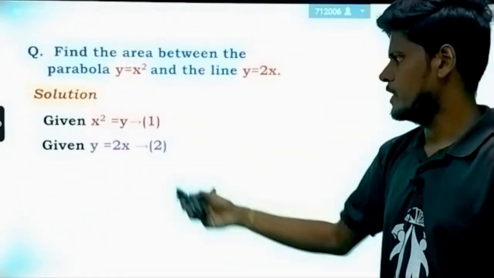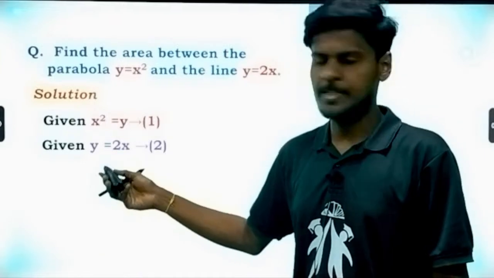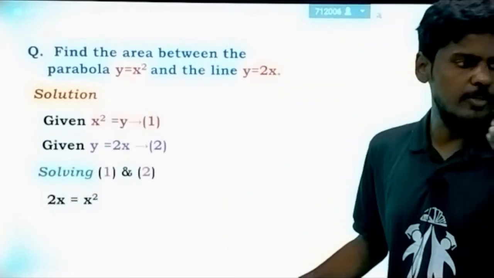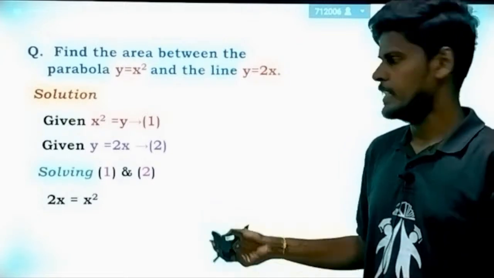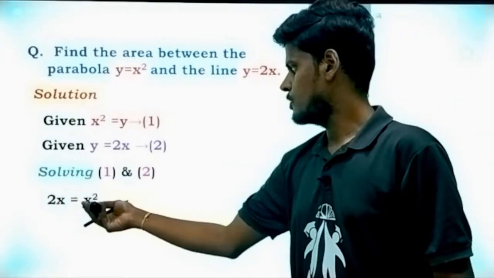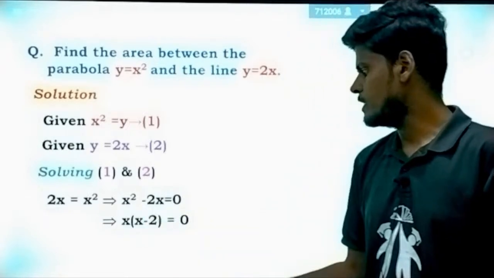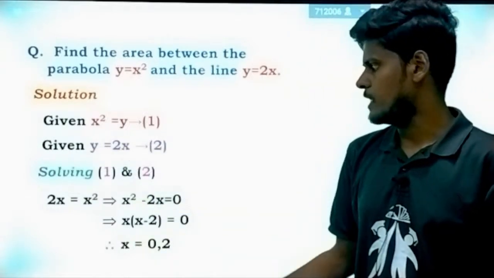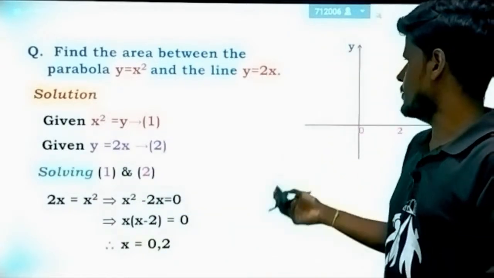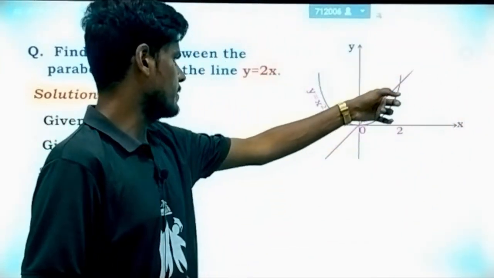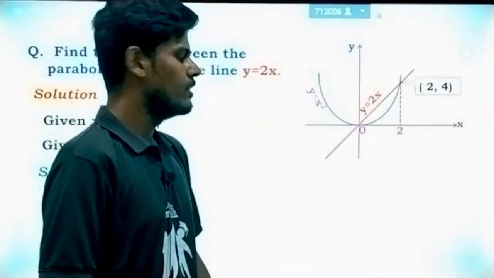x square equal to y and y is equal to 2x. The first step is to find the points of intersection, so we know the area enclosed between the two curves. That will be given by 2x equal to x square. So solve for x. That will be 0 and 2. x is equal to 0 and 2. Then find the points of intersection. 0, 0 is one point and 2, 4 will be another point.